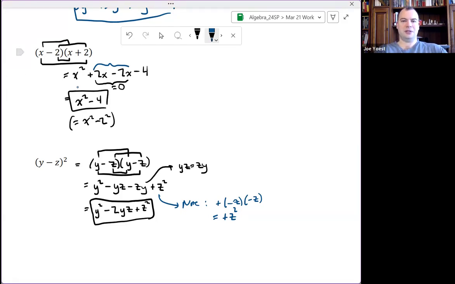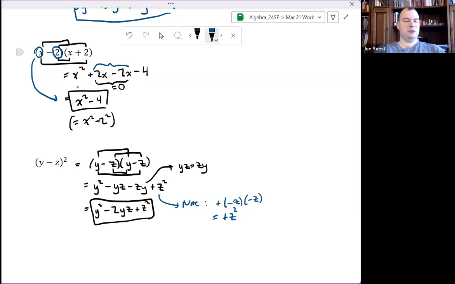We recognize this as a binomial with the same two terms multiplied by another binomial with those same two terms, where one is connected with a plus and one with a minus. And that gives us the difference of two squares pattern. x squared minus 2 squared.